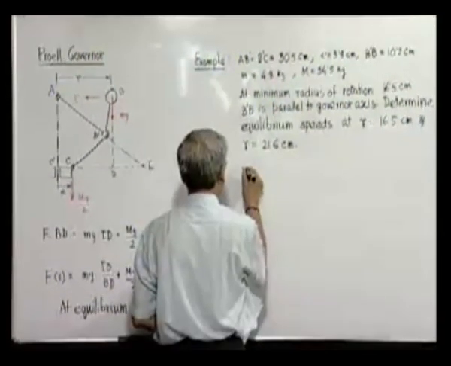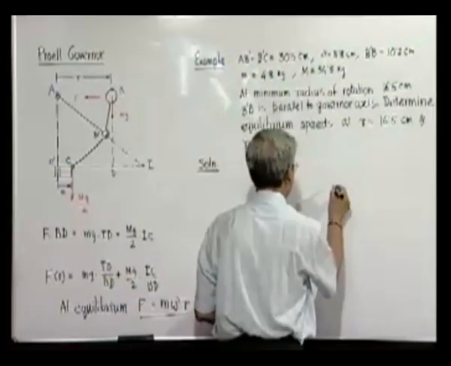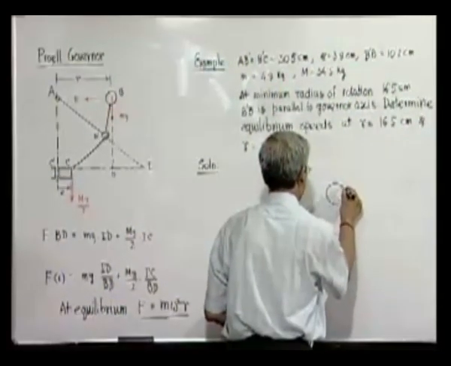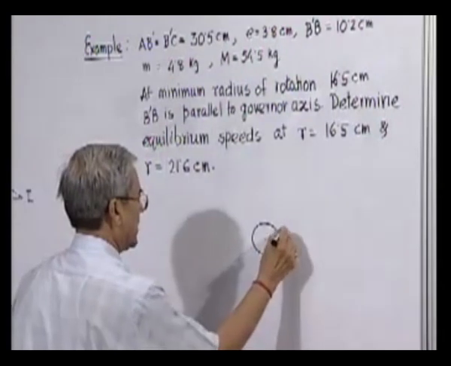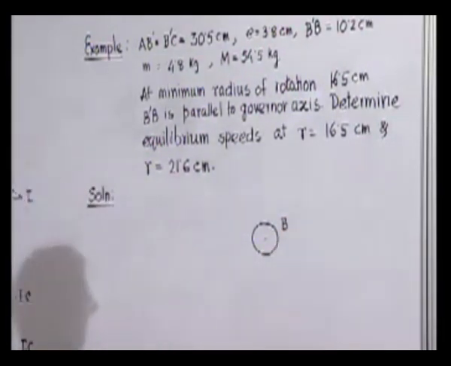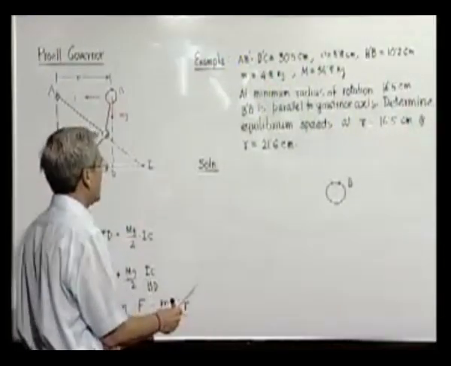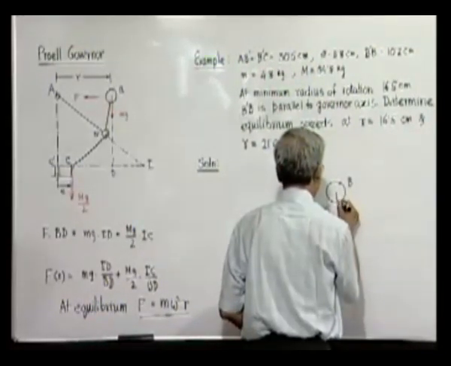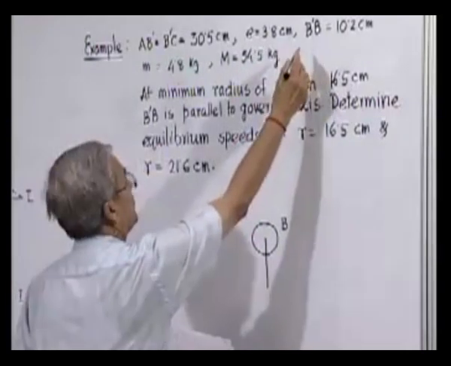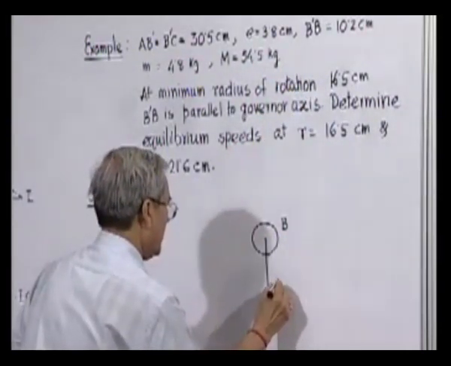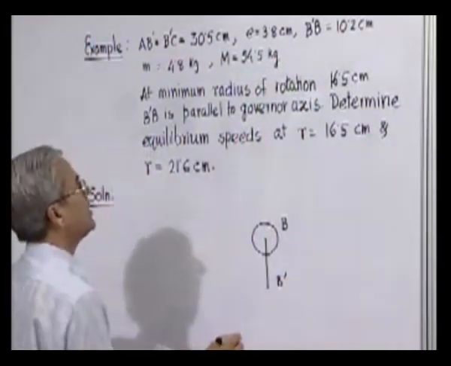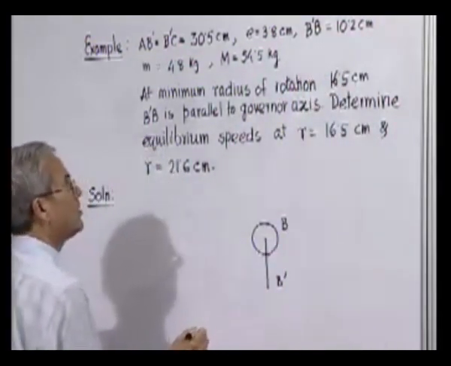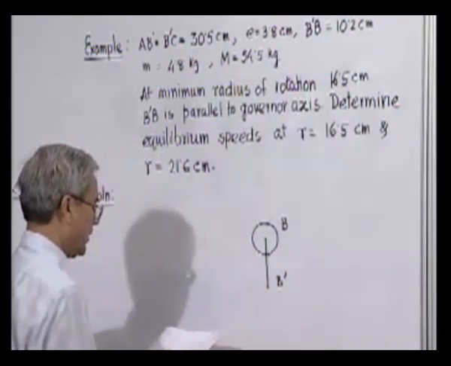To solve it, first we select any point as the center of the ball. Since we know that B prime will be vertical, that means parallel to the governor axis in this lower position, we draw a vertical line whose length B prime B is given, because this length is 10.2 centimeter. So we can find out this point.